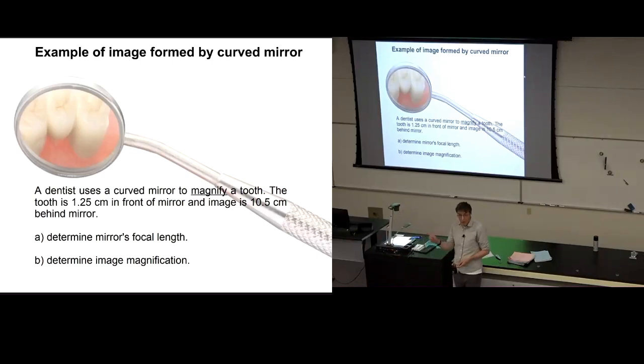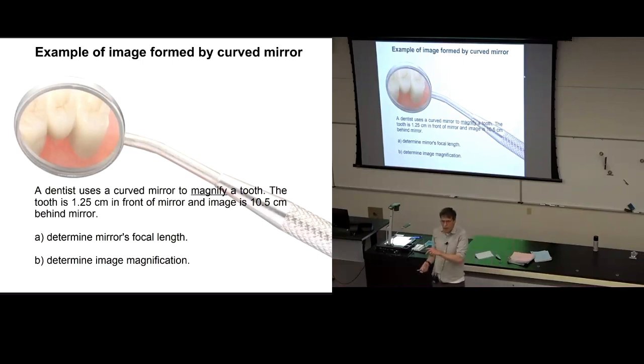This is the curved mirror example that I had. A dentist used a curved mirror. I don't like the dentist, but a dentist used a curved mirror to magnify a tooth. So here we are, magnifying a tooth. The tooth is 1.25 centimeters in front of the mirror, and the image is 10.5 centimeters behind the mirror. We've got to determine the focal length of the mirror and the magnification.